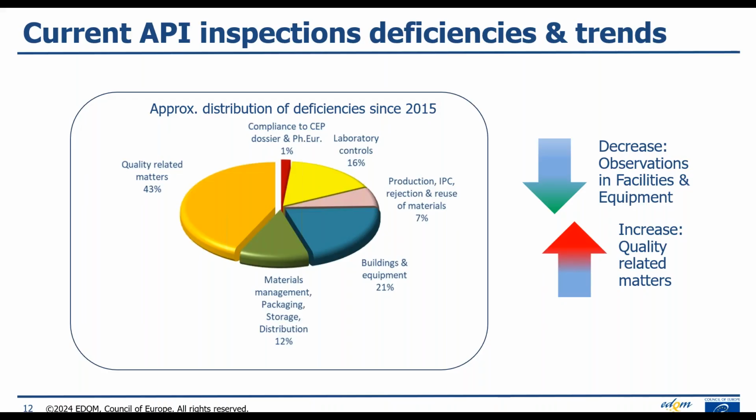It is certainly also because we are moving on. If we see that firms have now embraced the requirements and implemented requirements in terms of buildings and facilities, we go to the next steps. We go deeper into quality-related matters in order to see how the firms are embracing those requirements. Nevertheless, it's not over in terms of facilities and equipment.